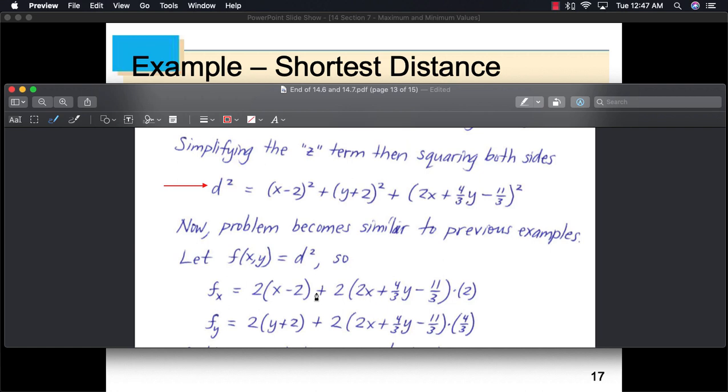Now, I think everyone in the class could agree that if I take the derivative of this with respect to x, I get this first line here. I take the derivative with respect to y, I get this next last line down here.